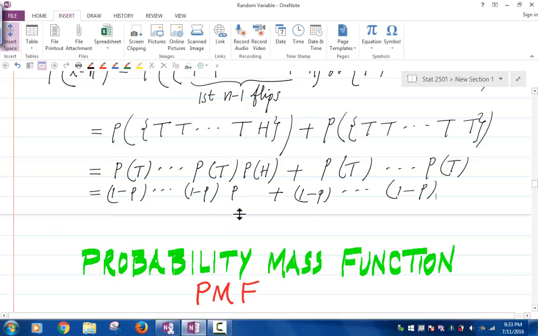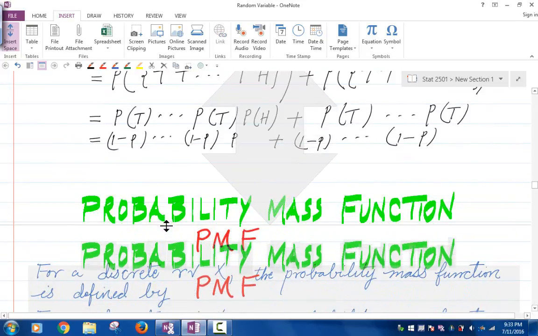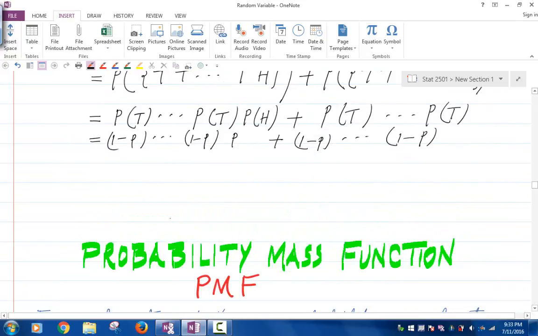Let me make some room here. Okay, so then this is equal to 1 minus p to the n minus 1 times p plus 1 minus p to the n, because all n flips were tails. Okay, so that's the other case.